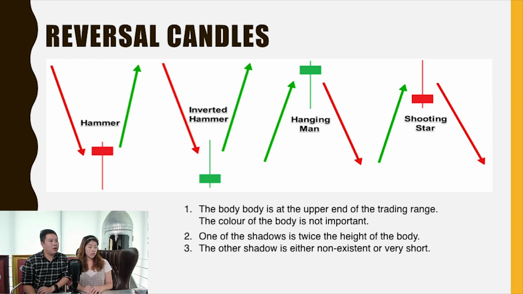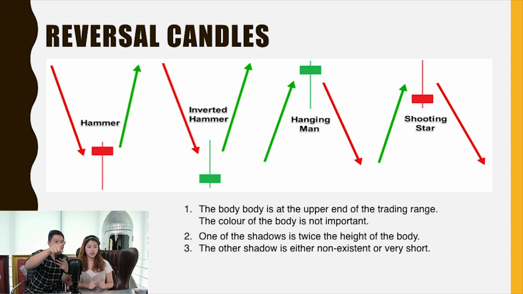Reversal candles part 2. So hammer, inverted hammer, hanging man, shooting star. Let me double check if these were in the previous cheat sheet. Hanging man, hammer, inverted hammer, shooting star. Yes, they're all here, except for shooting star. It is not. So we just memorize shooting star.